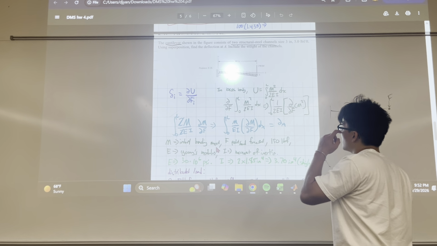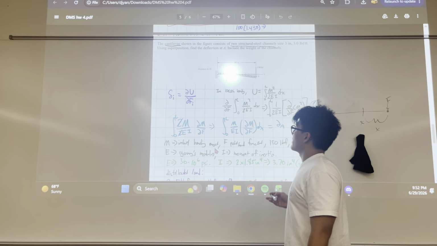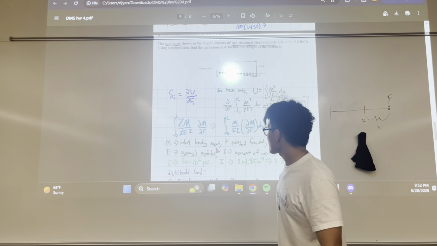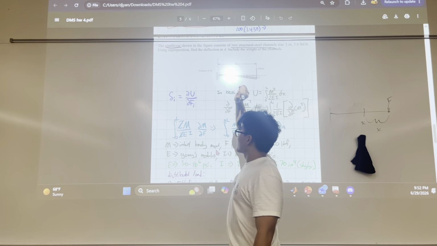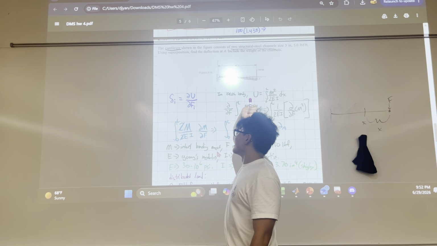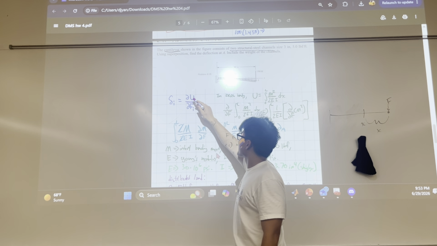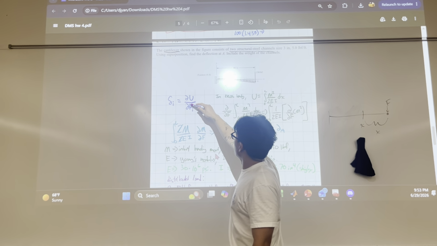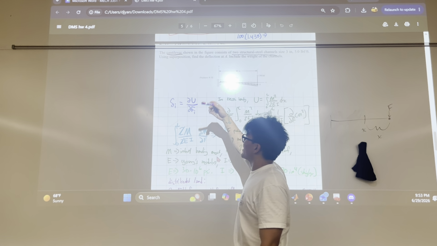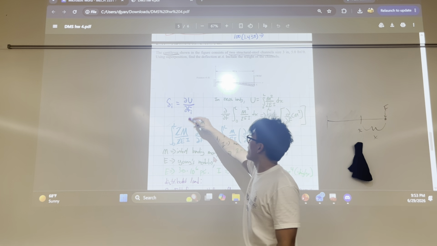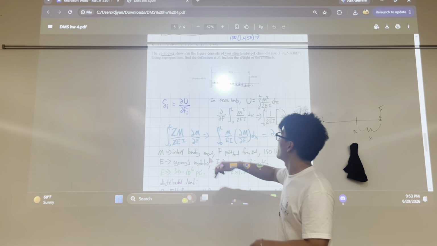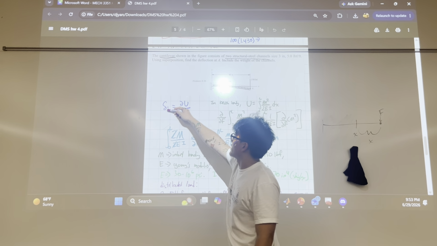Okay, great. So first, let's start with Castigliano's theorem. It says that the deflection equals the partial derivative of the strain energy with respect to F, where F is in the same direction as the deflection.